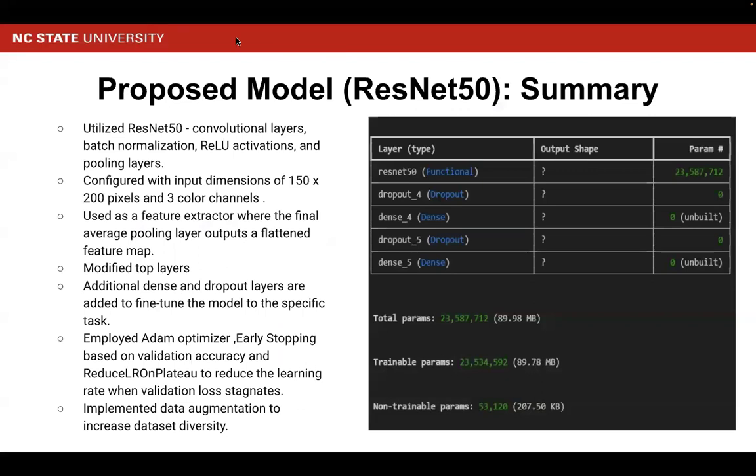So our final model, or our proposed model, was ResNet 50. We use the ResNet 50 as the base model with a sequential model framework in Keras. It consists of convolutional layers, batch normalization, ReLU activation, and pooling layers. ResNet 50 includes residual connections every few layers and is pre-trained on the ImageNet dataset. For the input, we use the shape 150 by 200 pixels with 3 color channels, that's RGB.